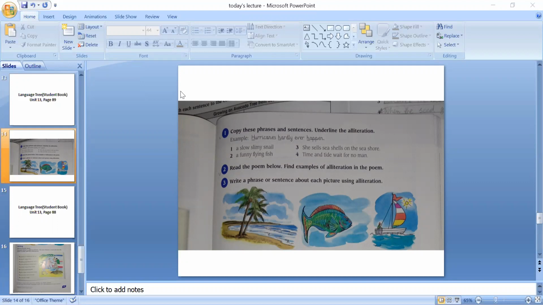Manahed, I'm watching you. Please, beta, do it. Copy these phrases and sentences. Underline the alliteration. Turn on camera, Manahed. A slow, slimy snail. Sir, these 3 letters you have to underline.